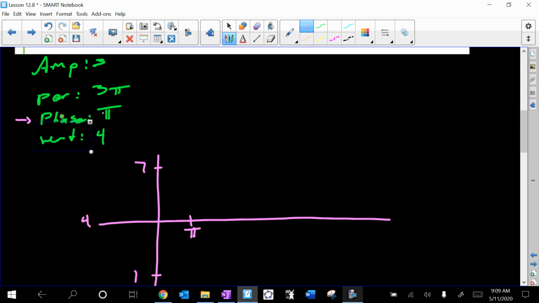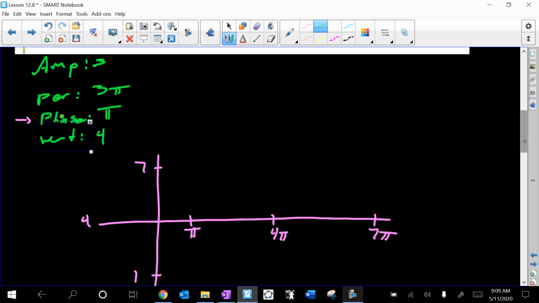Then I'm going to add on a period because that will get me my first cycle. So pi plus 3 pi is 4 pi. So between pi and 4 pi, that will get me one cycle. And I'm going to take 4 pi and add on another period, which will get me 7 pi. So there's 2 cycles.